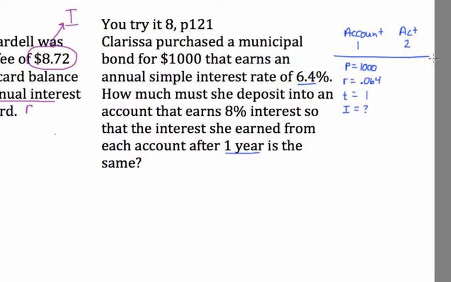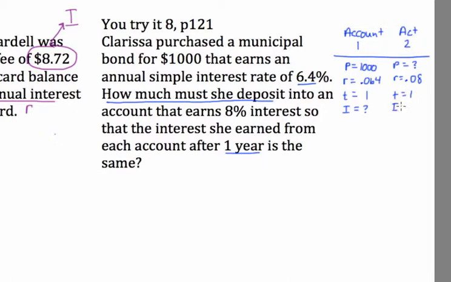Okay, account 2. What's the principal on account 2? Well, that's our unknown. How much should she deposit into the next account? So that's our unknown. What's the rate of this account? 8%, 0.08. What's the time? Again, 1 year.